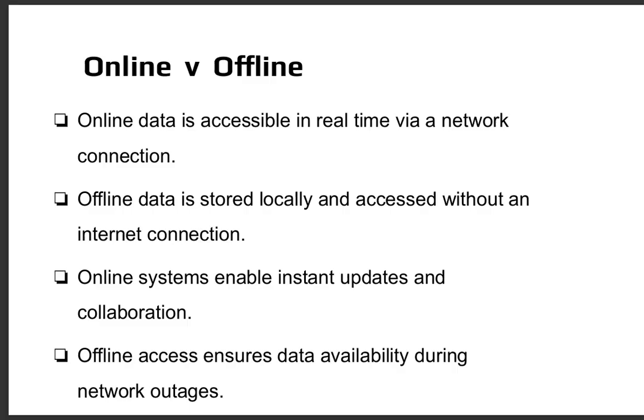And lastly, we will discuss online versus offline databases. An online database is one that is accessible in real time over an internet network connection. Offline data will be stored locally on a host device. The end user can access it without an internet connection. These will be your stored files. Your online systems will have real-time updating and collaboration sharing. Your offline will have data availability if we have some type of network outage.